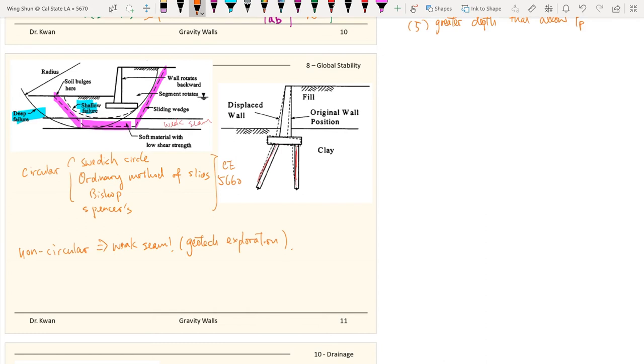When you design retaining walls, always look for the surprise. The weak seam that you have could be a layer of organic matter, which would be very, very dangerous. And the Federal Highway Administration requires that global stability have a factor of safety of at least 1.5.